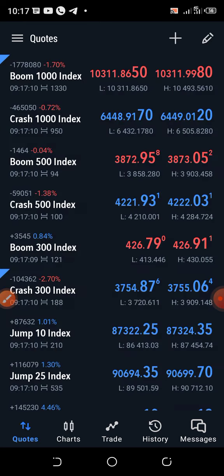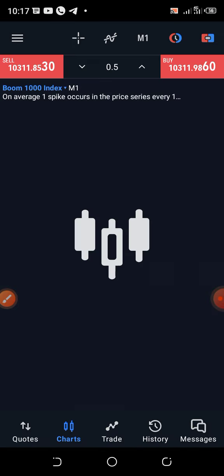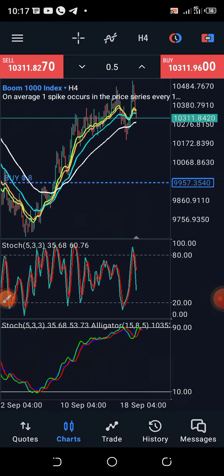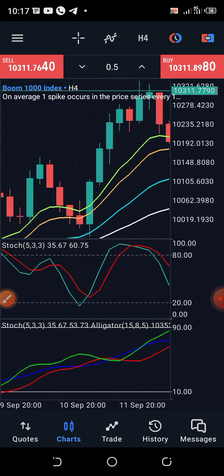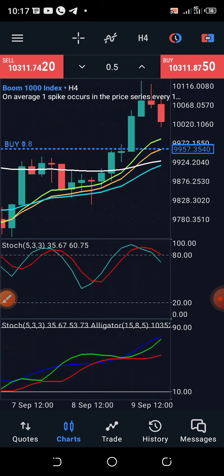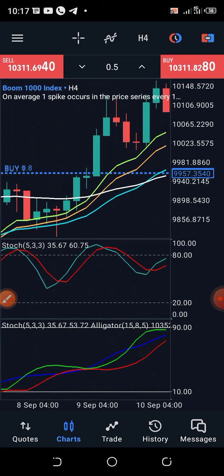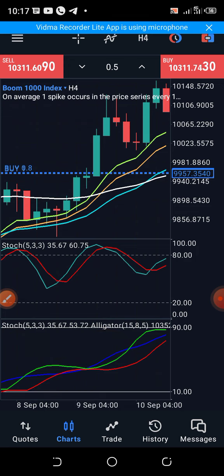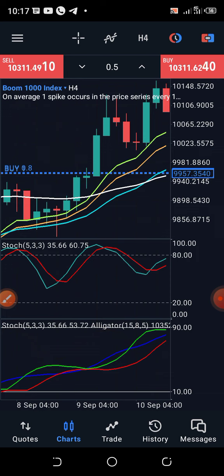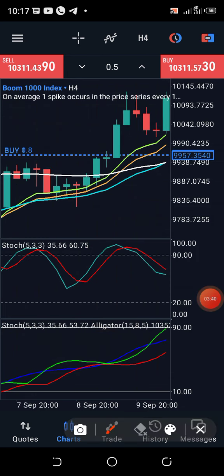When I placed this in Boom 1000, at first it was not easy for me because I nearly lost everything here. When I placed this, the market started going against me, which was not part of what I bargained for. So when the market started going against me, right here, I placed 2 positions and the market was moving smoothly.